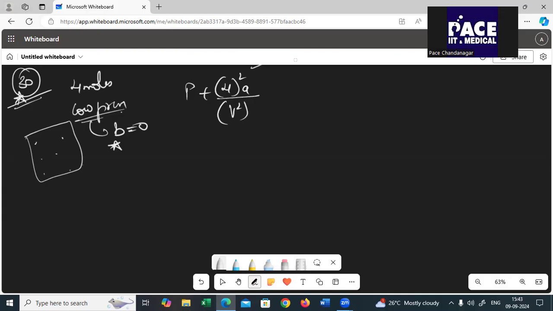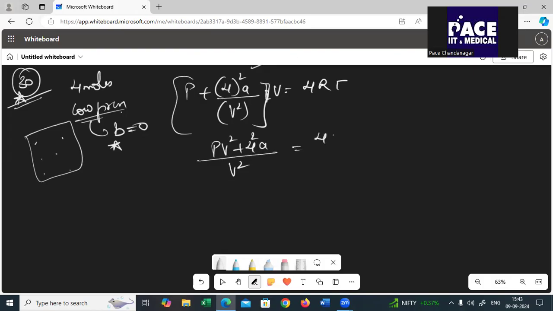P plus A n square by V square times V is equal to nRT, which is 4RT. Now from here, if I have to bring out my equation, I'm just bringing the 4 onto that side and then take out PV square plus 4 square into A by V square is equal to 4RT. Now again, this also comes to the left side. Divide by RT on both the sides. You will get your equation there.